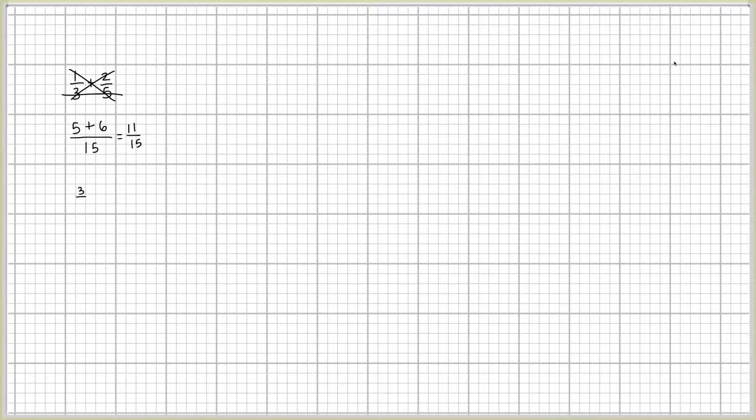Not bad. Let's try another one. 3 over 9 plus 5 over 6. Let's reduce 3 over 9 and rewrite it. 1 over 3 plus 5 over 6.